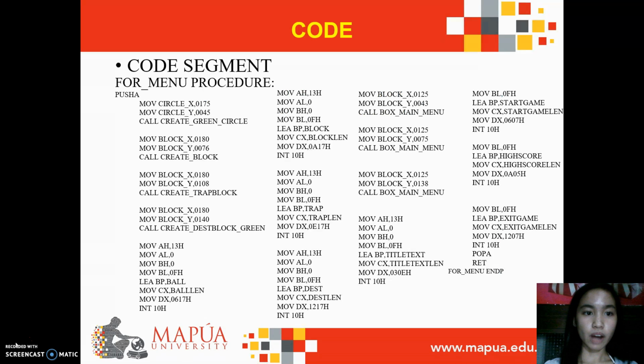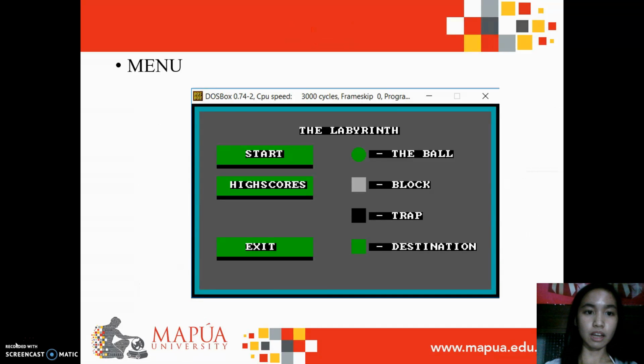Next is the for_menu procedure. Here, it will display the start, high scores, and exit menu, and the elements of the game. And here is the output for that.